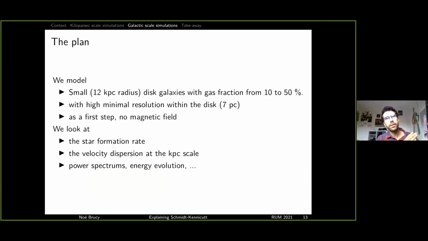So we extract kiloparsec boxes from the big simulation and we compare to the previous simulations, and also do more statistical measurements such as the power spectra and see how the energy moves between the different fields, from dark matter to stars to gas, etc.